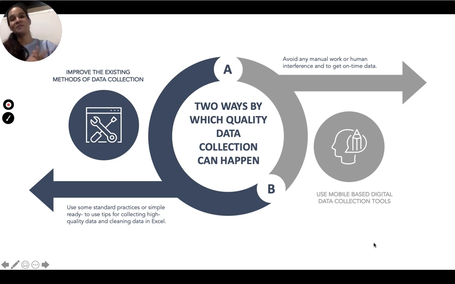After bringing out these examples, and there can be hundreds more problems that crop up, we need to ensure that we collect quality data. There are two ways to do that. One is to improve existing methods of data collection, looking at data cleaning in Excel and regular check-ins, or ideally to avoid any manual work and paper and pen, and move into mobile-based data collection tools.